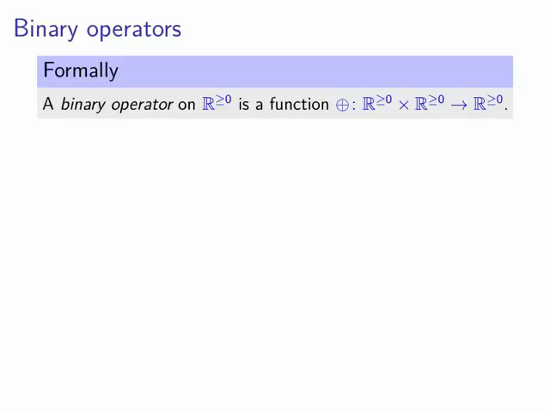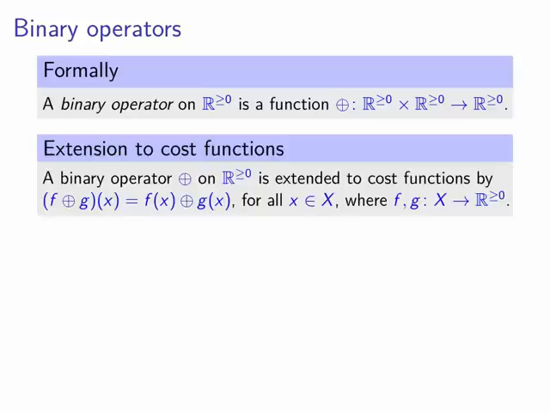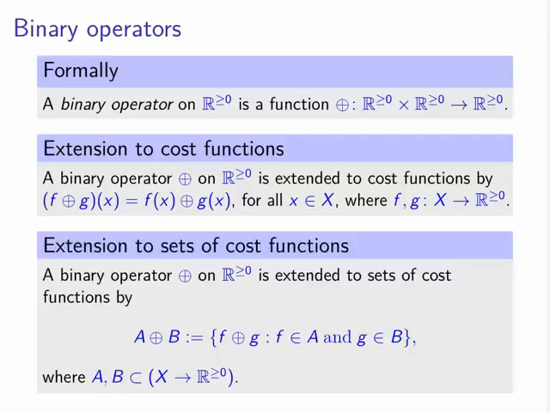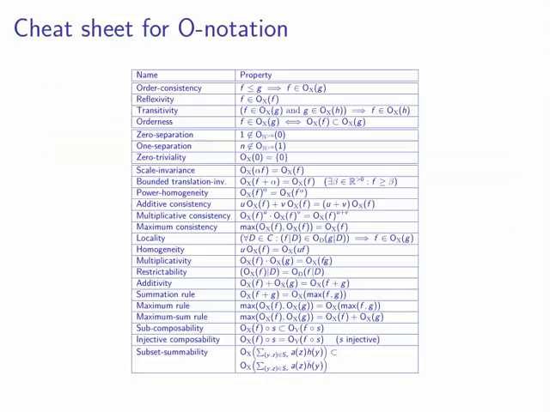A binary operator on non-negative real numbers is a function O plus from pairs of non-negative real numbers to non-negative real numbers. We extend the binary operator to cost functions by: f O plus g is a function whose value at x is given by f(x) O plus g(x). The binary operator is extended to sets of cost functions by: if A and B are sets of cost functions, then A O plus B is the set of cost functions which are obtained by taking f from A, g from B, and taking the f O plus g. If we lift these operators to O sets, then we can prove the following cheat sheet for O-Notation.